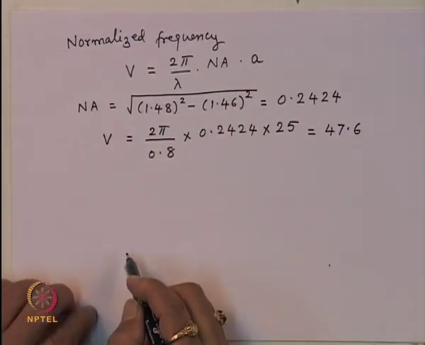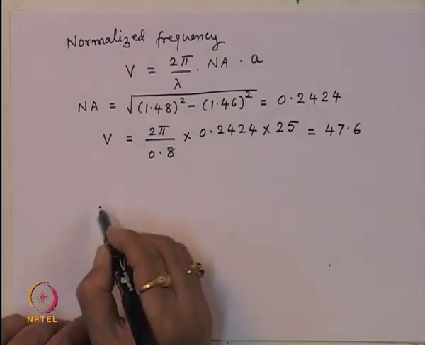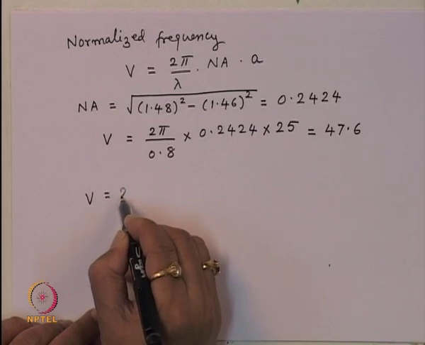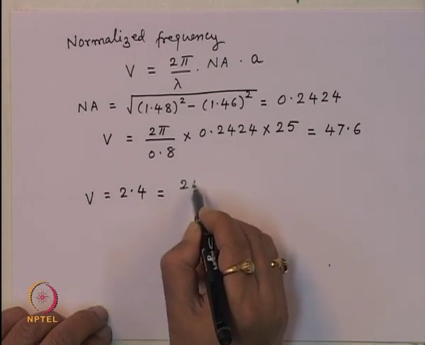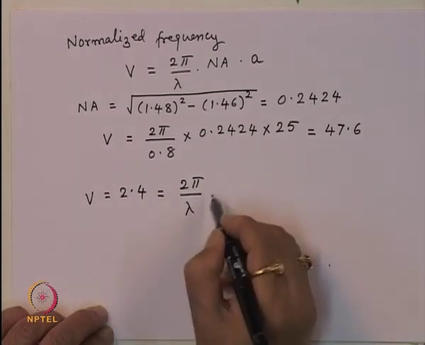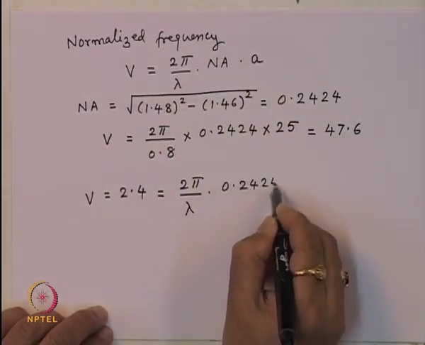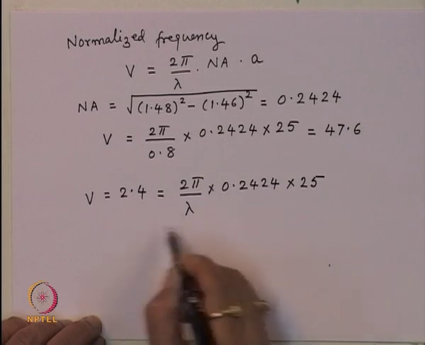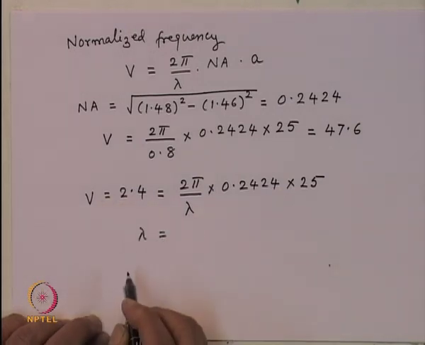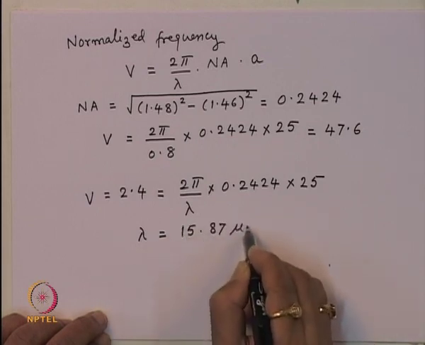So, in this case, if we ask at what wavelength the V number will become equal to 2.4, we can work backwards and set the V number equal to 2.4. The wavelength which we want to find out is lambda. Substitute into this expression the numerical aperture, which is 0.24, multiplied by the radius of the optical fiber, which is 25 micrometer. If I just invert this, I will get lambda, which is 15.87 micrometer.